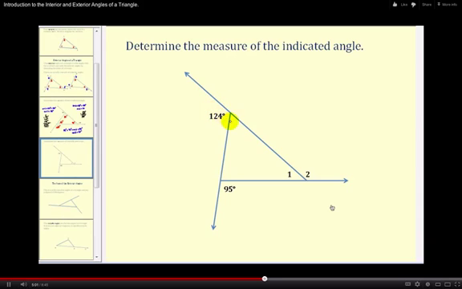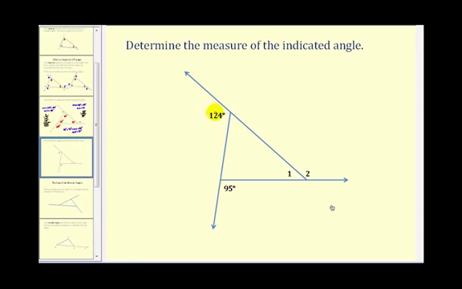We know that the interior and exterior angles form a linear pair, and therefore their sum would be 180 degrees. So 180 minus 124, that's going to give us 56 degrees for this angle here. Over here we'd have 180 degrees minus 95 degrees, that'll be 85 degrees. And then again, we know the sum of the interior angles would be 180 degrees. 56 degrees plus 85 degrees, that's going to be 141 degrees. So 180 minus 141 is going to give us 39 degrees here. And then angles 1 and 2 form a linear pair. So 180 minus 39 is going to give us 141 degrees for angle 2.